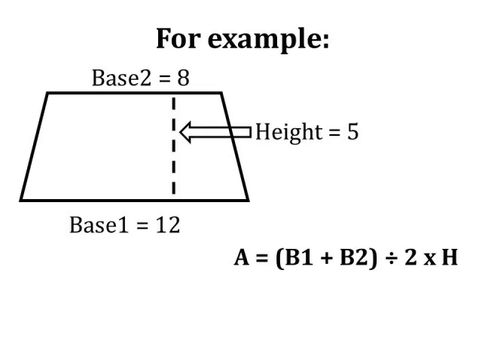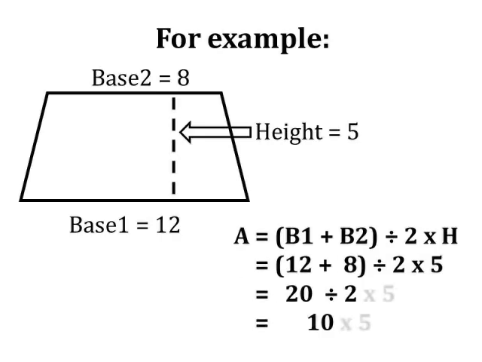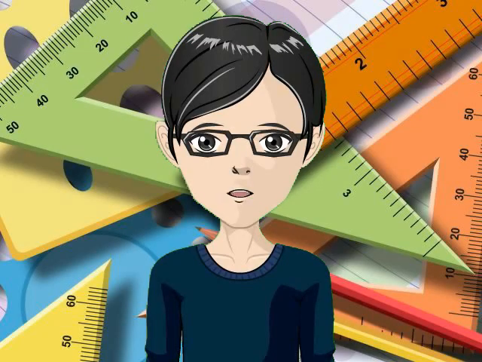So area equals base 1 plus base 2 divided by 2 times height. That's 12 plus 8 divided by 2 times 5. 12 plus 8 equals 20. 20 divided by 2 is 10. 10 times 5 equals 50. So the area of this trapezoid is 50. Medyo matagal yun, pero nakaya naman.